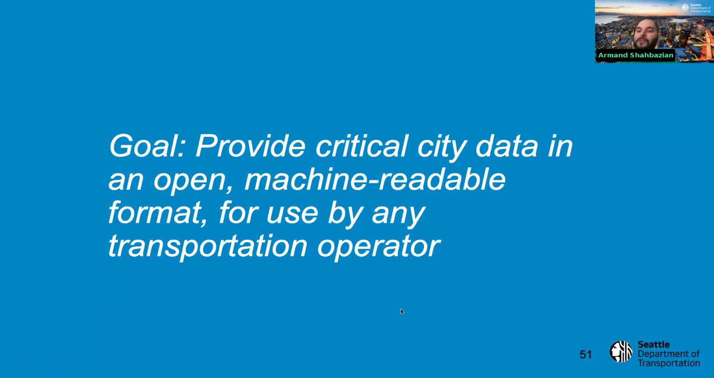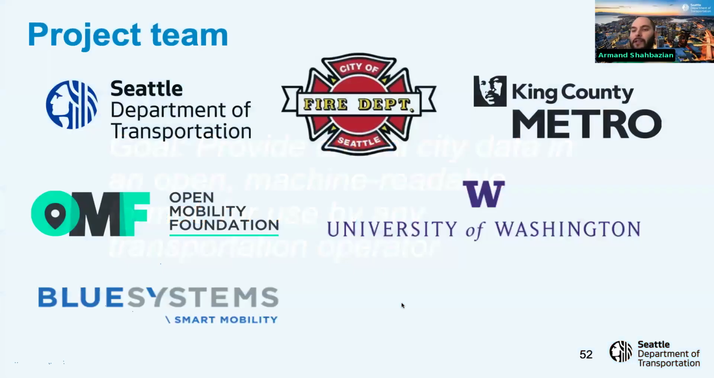So our goal with this project is to provide critical city data in an open and machine readable format that can be used by any transportation operator, essentially replicating the success we've seen with how we're sharing data with micromobility companies. So our project team for this work is, of course, SDOT. As managers of public right-of-way, we're working with the Seattle Fire Department for this initial phase as the source of our data. So we're using Seattle Fire Department's 911 system.